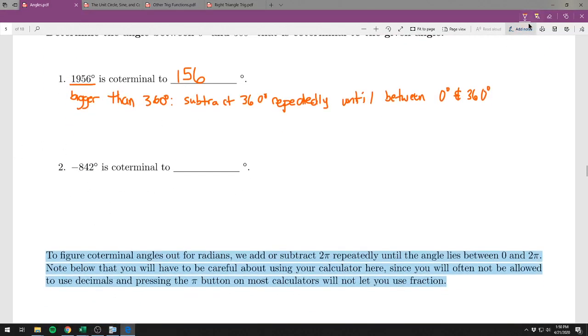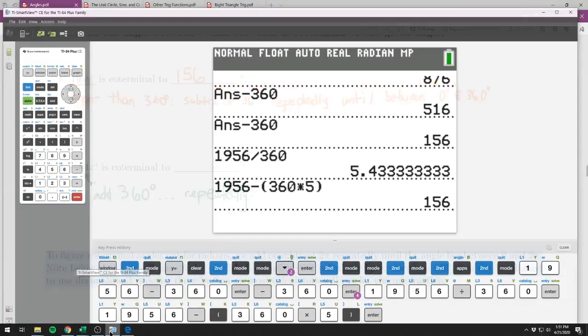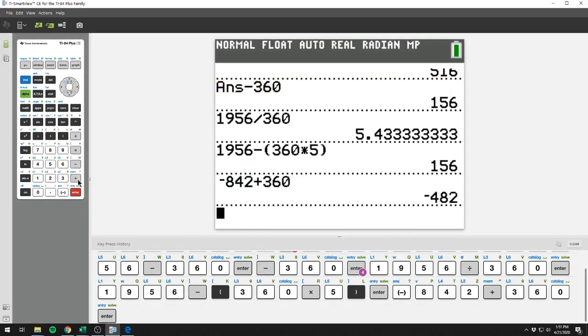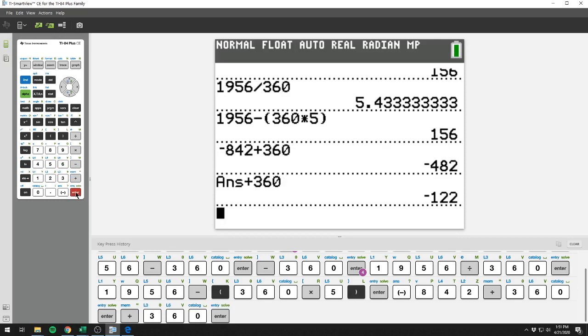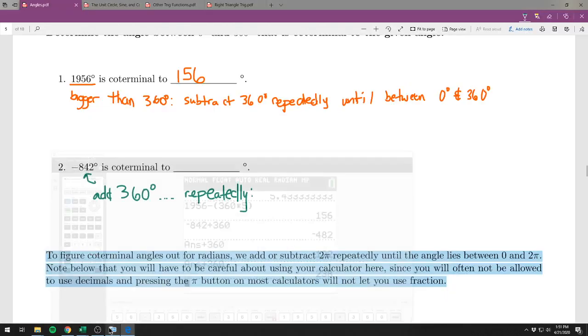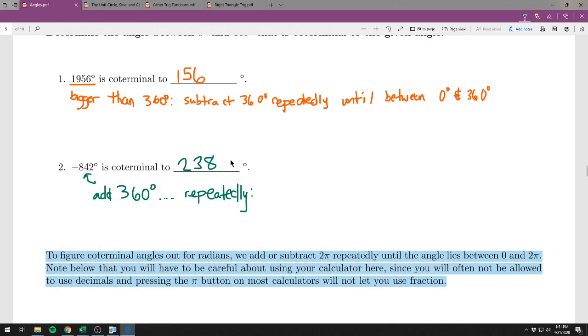Now, when your angle is negative, since it's too small, it's smaller than 0 degrees, you have to add 360 repeatedly. You might only have to do it once. You might have to do it 10 times. And you can also do the shortcut in the calculator, which I'll show you as well. But we got negative 842 plus 360. Negative 482 plus 360. Still negative, right? We don't want negative, so even though this looks like between 0 and 360, it's negative. It's no good. And then we do it one more time. And it's 238. So it is coterminal to 238 degrees.